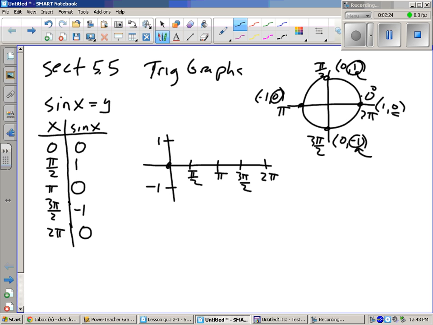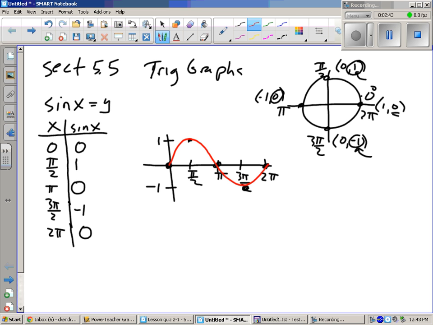So let's plot those. 0, 0 is here. Go over pi over 2 and up 1. Go over pi and up 0. 3 pi over 2 is -1. And 2 pi is back to 0. Let's put a nice smooth curve between those points, and voila, we have our graph of our sine function.